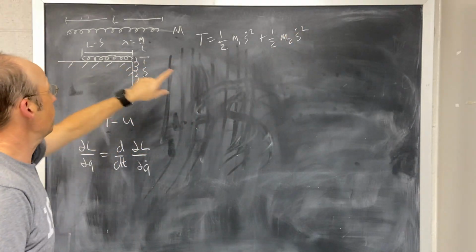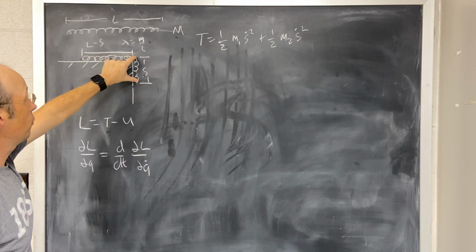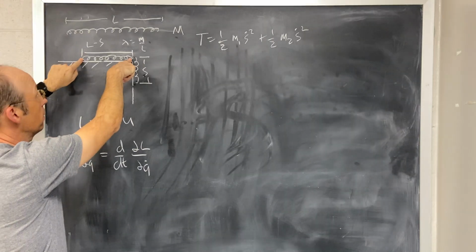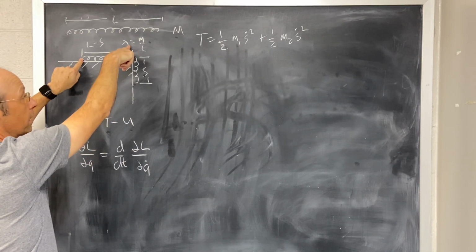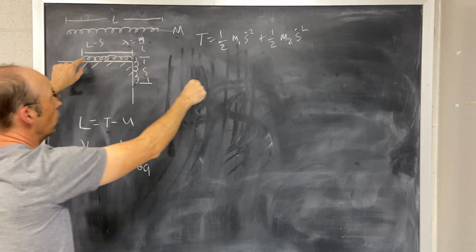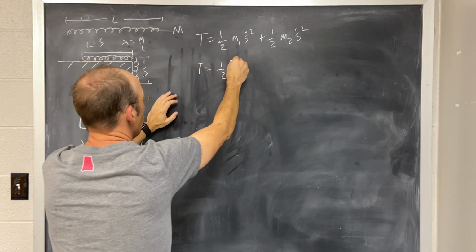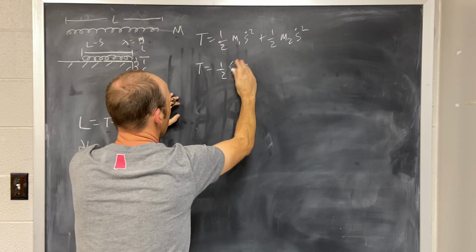So in this, m1 is this piece and m2 is this piece. So what's the mass of this piece? Well, it depends on the length. So it'd be this length times the linear density, lambda. So this is going to be T is 1/2 m1, which is going to be L. Let's write it as this.